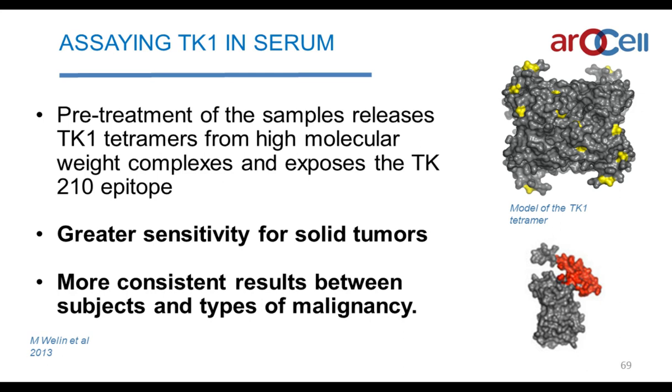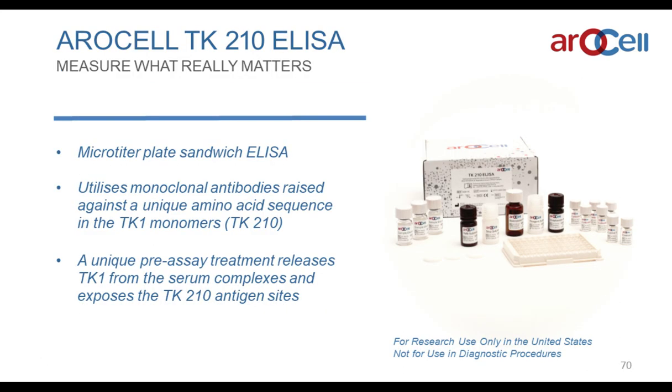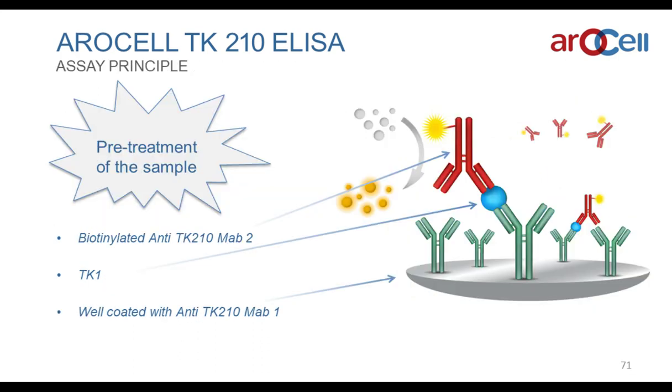The pre-treatment of the samples releases the TK1 tetramers from the high weight complexes and exposes the TK210 epitope, so you get greater sensitivity for solid tumors and more consistent results between subjects and types of malignancy. Describing the kit very quickly, it's a microtiter plate sandwich ELISA. It uses monoclonal antibodies against the epitope TK210. And most importantly, a unique pre-assay treatment releases TK1 from the serum complexes and exposes the antigen sites.